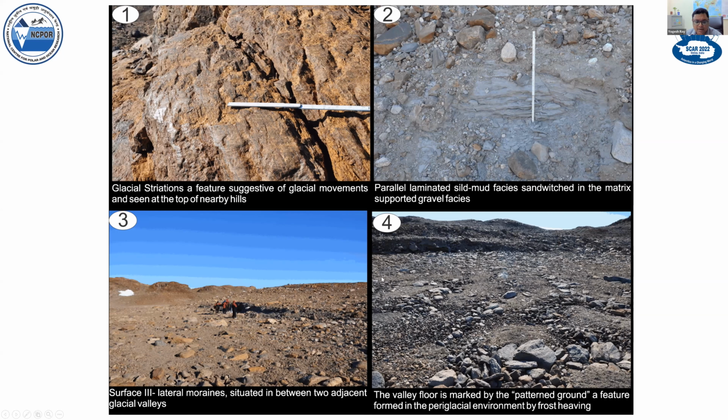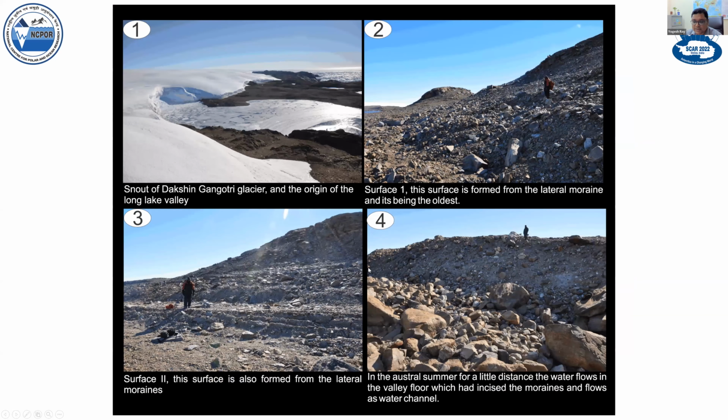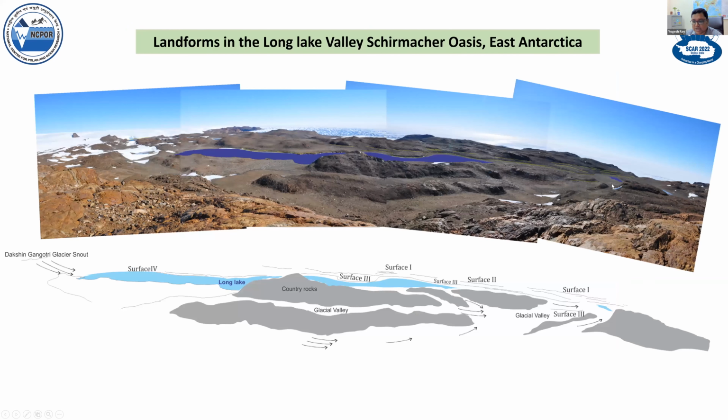So coming on, these are some of the photographs of the surfaces which are exposed in the Long Lake area of the Schumacher Oasis. And the Long Lake area is in the central part of the oasis. You can see here the panoramic view. And here at least 4 levels of surfaces can be mapped. And additionally, the Dakshin Gangotri Glacier, or the ice tongue of the continental ice sheet, is here, and it originates from here, this Long Lake.